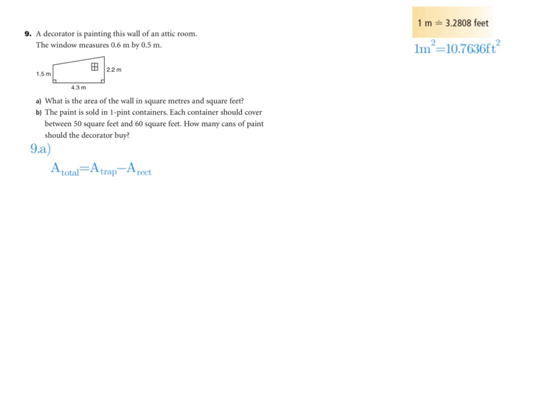The area of a trapezoid is the average of the smaller rectangle, 1.5 times 4.3 meters, and the larger rectangle, 2.2 times 4.3 meters. So the average of those two is going to be the area of this trapezoid. So area equals 1.5 plus 2.2 divided by 2, and we'll multiply that by this length, 4.3 meters, and we get 7.955 for the area of that trapezoid.